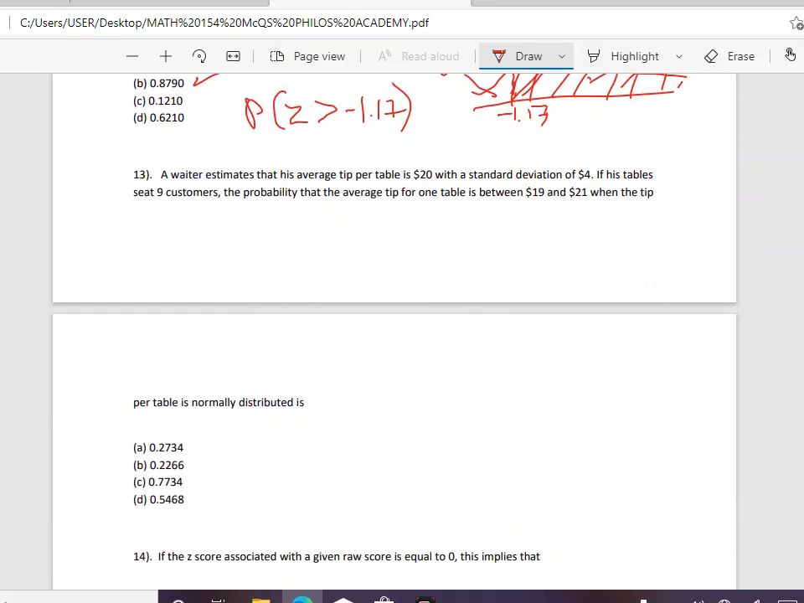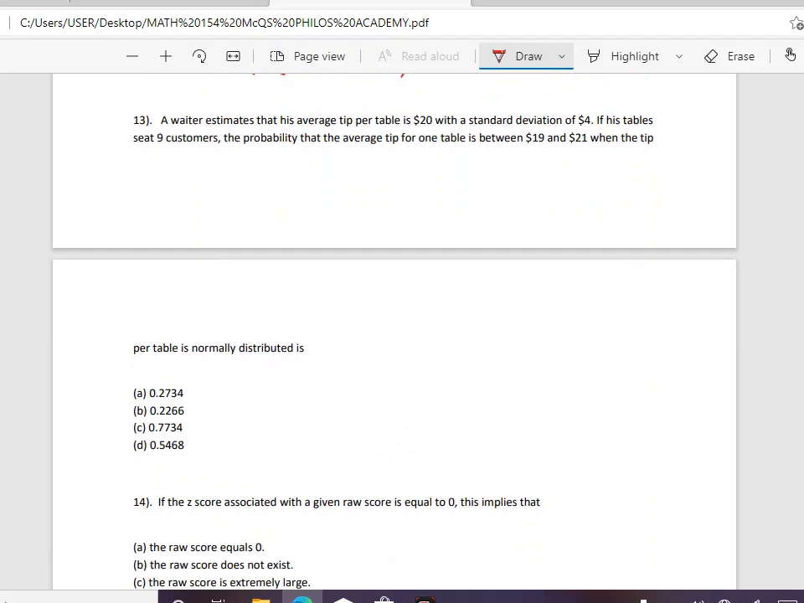It says a waiter estimates that on average his tip per table is $20 with a standard deviation of $4. If his table seats 9 customers, the probability that the average tip for one table is between $19 and $21, when the tip per table is normally distributed, is... Now to do this, we are going to find this. They want you to find between this and this. And our population mean is $20, right? And the standard deviation is 4, right?